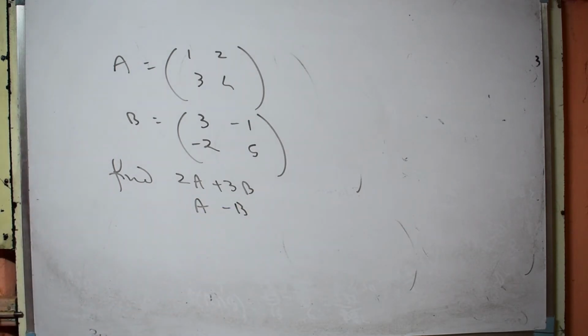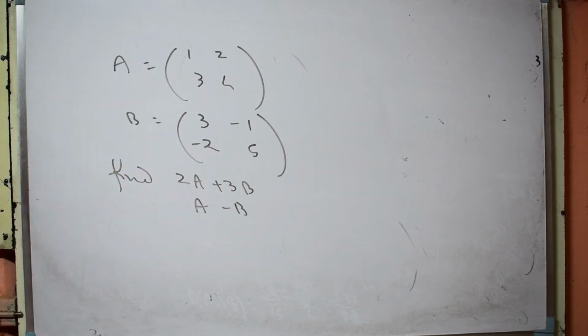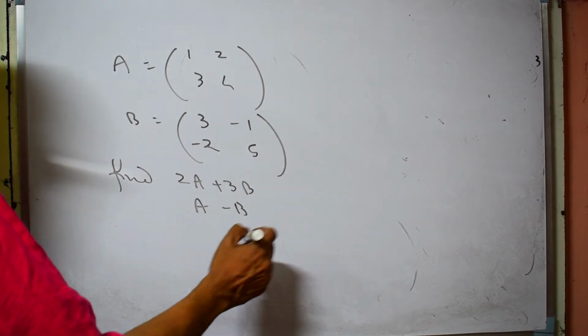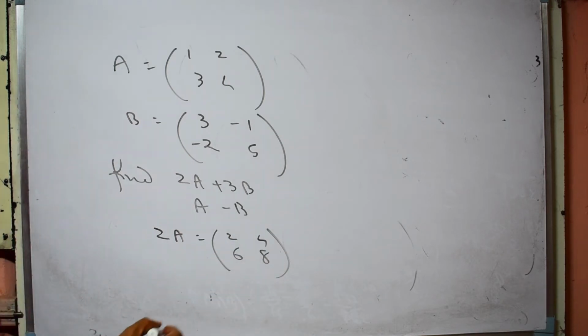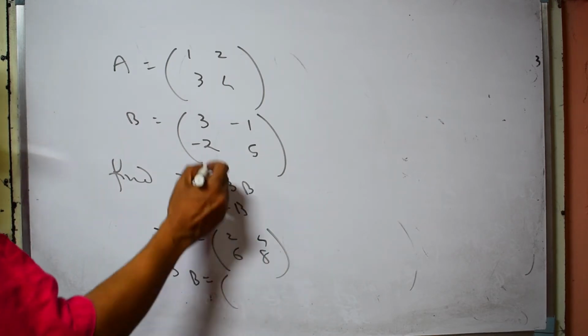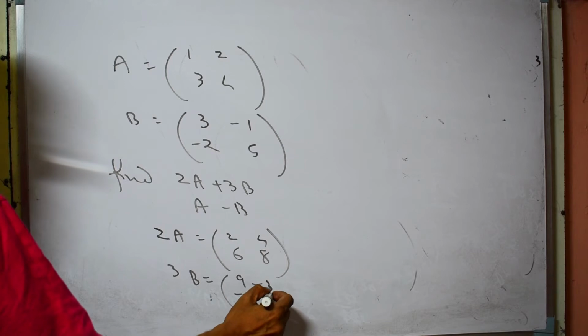Now in order to add or subtract, one very important point is that the two matrices must be of the same order. A has 2 rows 2 columns, and B has 2 rows 2 columns, so we can add. And when we subtract, the same idea applies, that A and B must have the same order. Yes, here A and B are of the same order, 2 cross 2. So what is 2A here? 2A is 2, 4, 6, 8. And what about 3B? 3B is 3 3s are 9. All numbers inside will be multiplied. Minus 3, 6, 15.